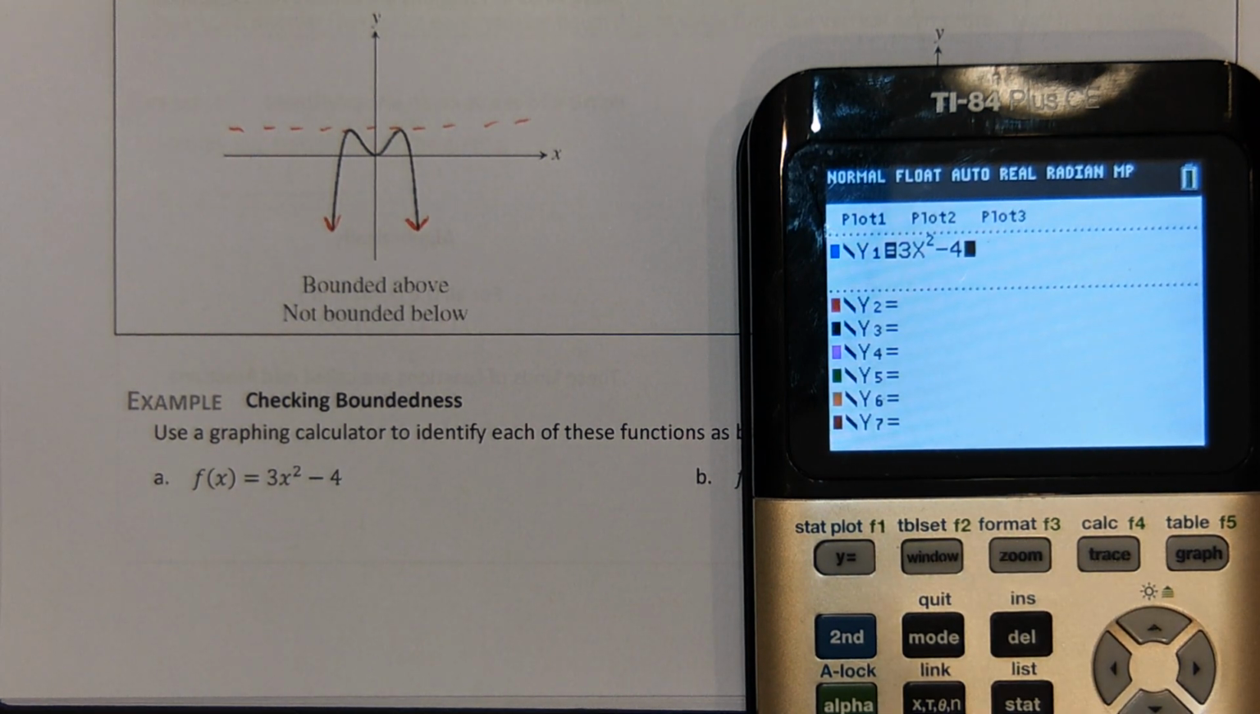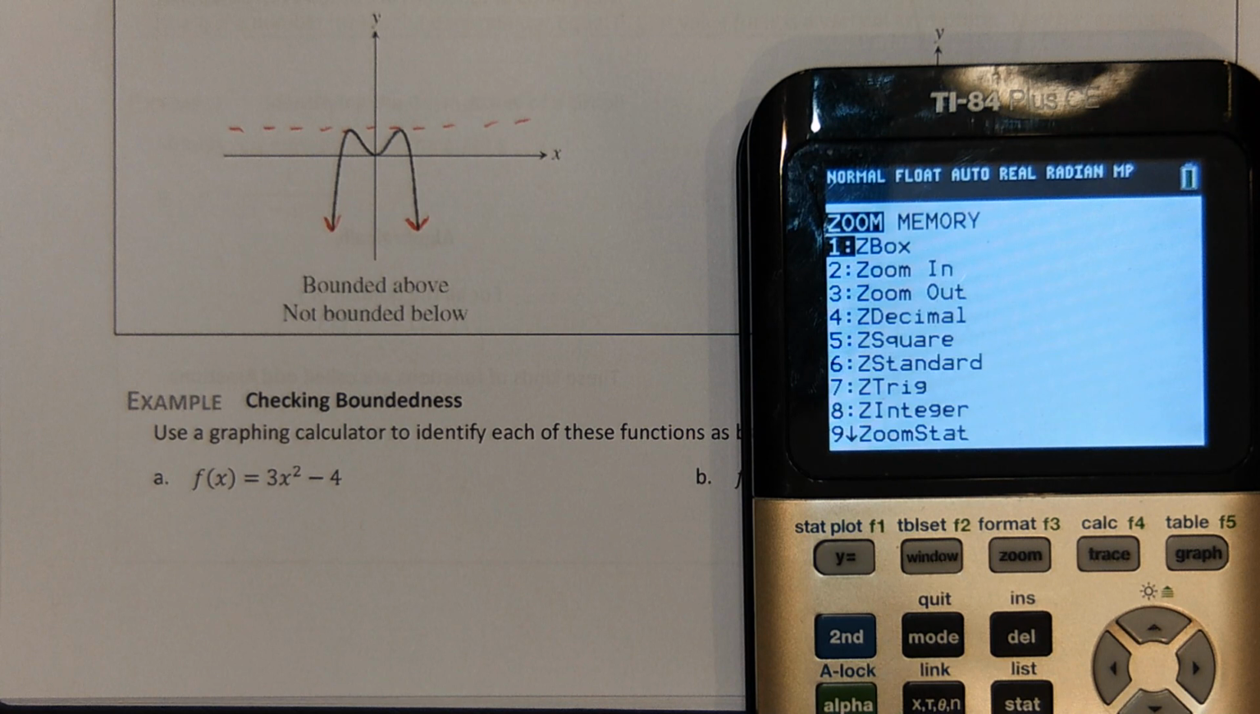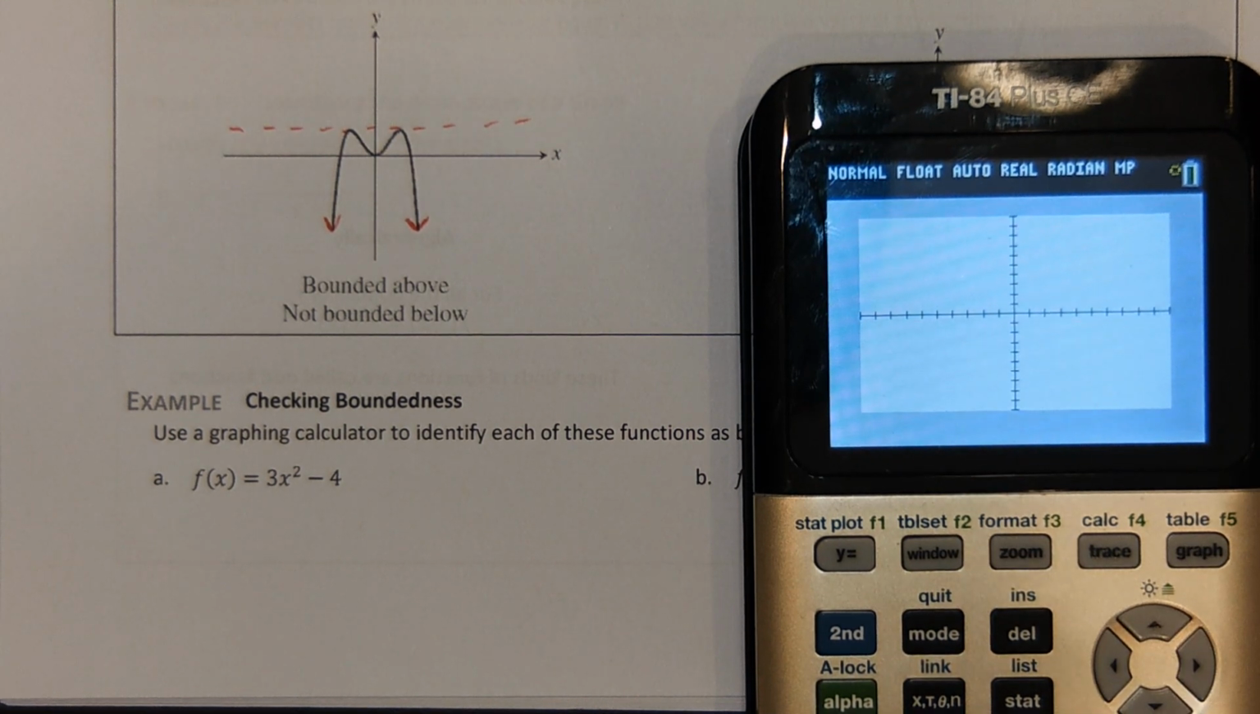I mentioned this yesterday, but I'm going to say it again. You need to be in the habit of hitting zoom 6, because you don't want to have to wait for this thing to graph on whatever ridiculous grid you were working on before. So zoom 6 takes us back to our standard grid.